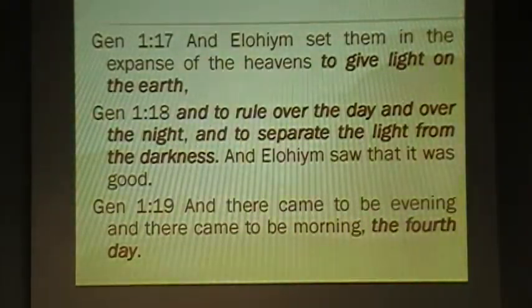It says, verse 17. And Elohim set them in the expanse of the heavens to give light on the earth. And pay close attention to this next verse. And to rule over the day and over the night. What do you hear? And to rule over the day and over the night.